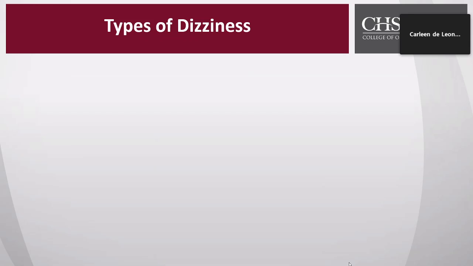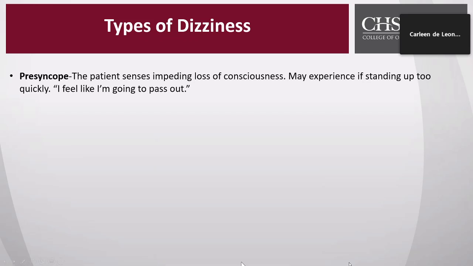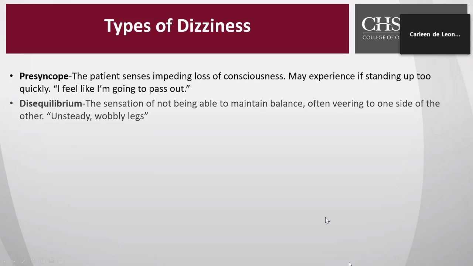But I'll go through 4 types of the most common dizziness. So the first one is pre-syncope. Syncope is passing out or fainting. So pre-syncope is the patient feels the impending loss of consciousness. They usually will feel this when they go from sitting to standing really quick or lying down to standing. And then their response will be like, oh, you feel dizzy? Explain it to me. Oh, I feel like I'm going to pass out.